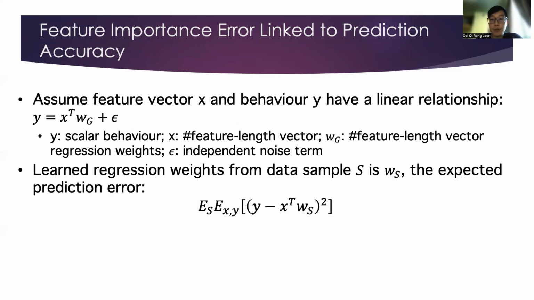Then, we train our regression model with some data sample S, and we call the regression weights that we learn from this sample Ws. We can do this multiple times with different data samples. Let's first start by looking at the expected prediction error over the different samples that we use to train each model. This can be found by taking the average L2 norm of the true and predicted behavior values and averaging it across all data samples that we use.